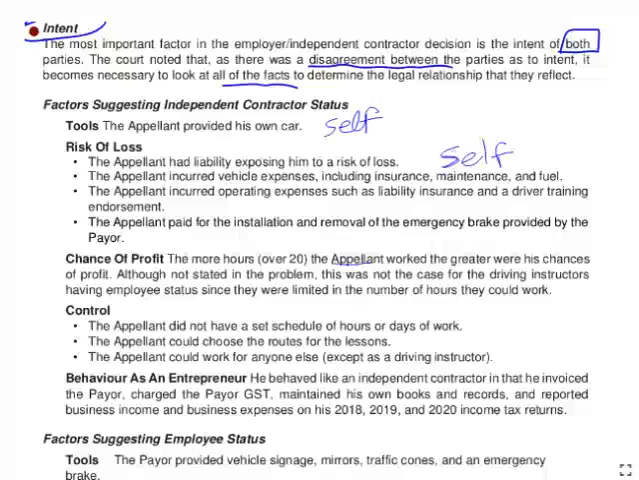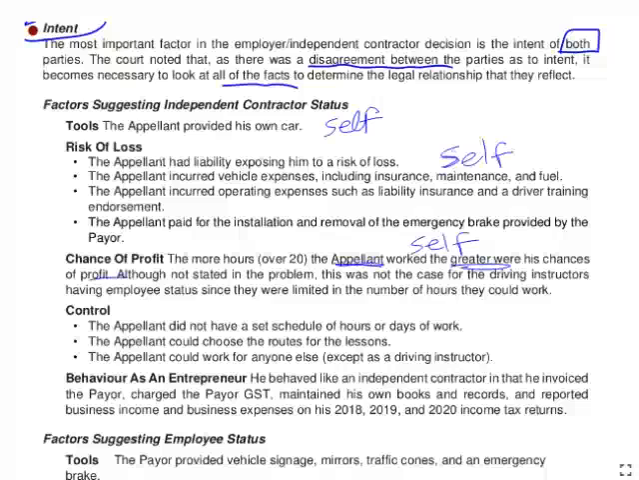Chance of profit. So the more hours that he works, the greater his chances are of making profit. If he was an employee, he would just get paid for his hours worked. But as a self-employed person, the more he worked, to cover those fixed costs, then, in theory, there could be some profit. So it seems, again, like we're kind of leaning towards self-employed.